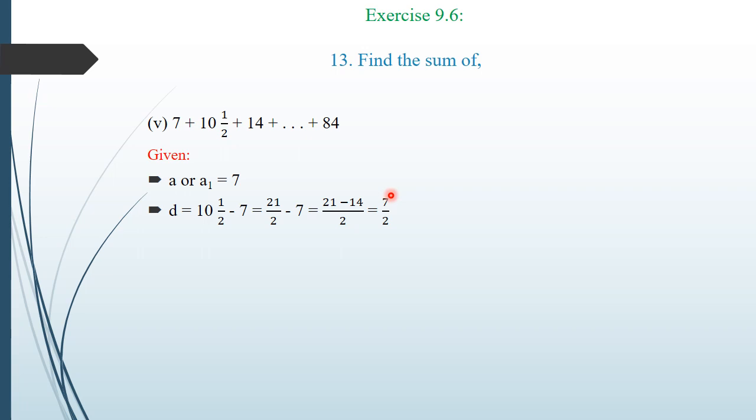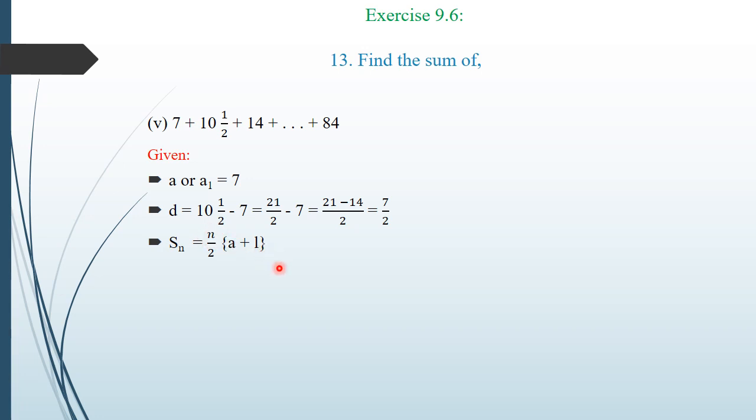21 minus 14 is 7 divided by 2. Therefore, the common difference of this AP is going to be equal to 7 divided by 2 here. Then applying the formula Sn equal to n by 2 into a plus L, we know the last term, that is 84, and the first term, that is 7, but we do not know n here.